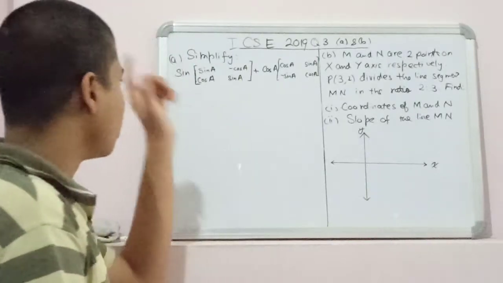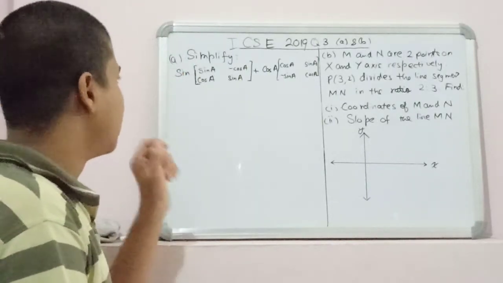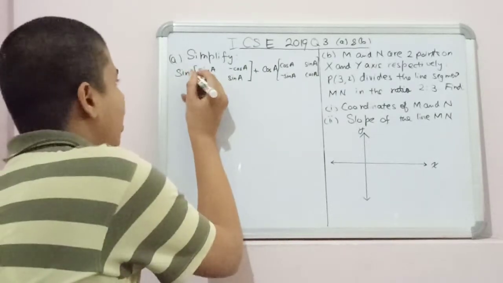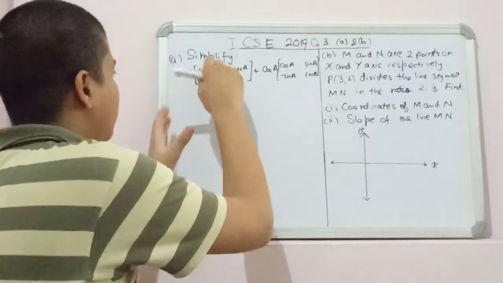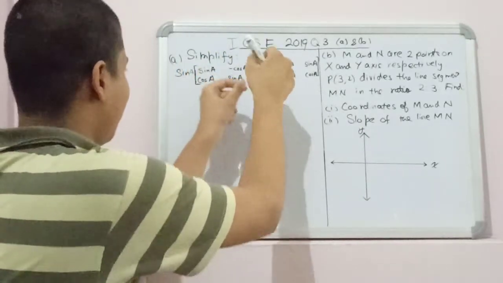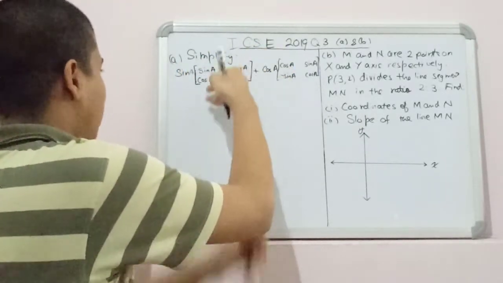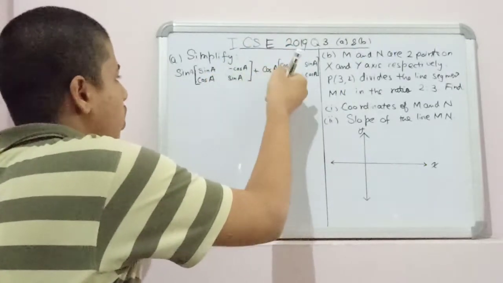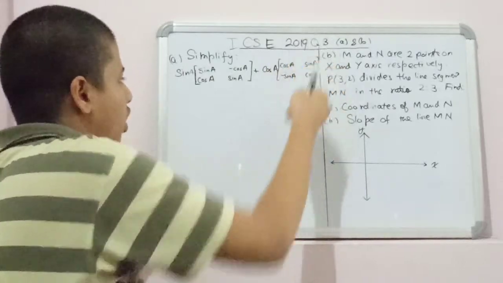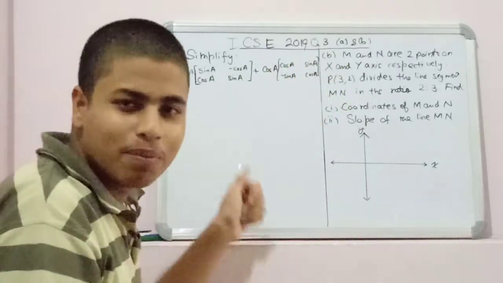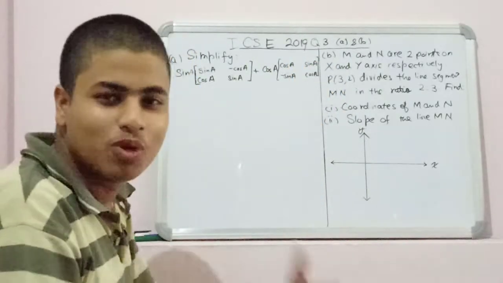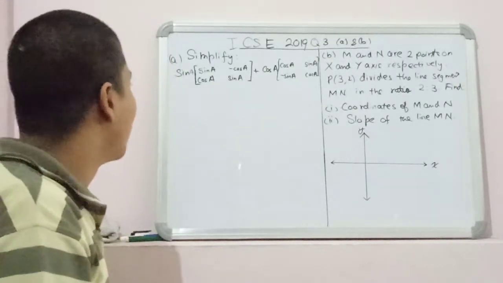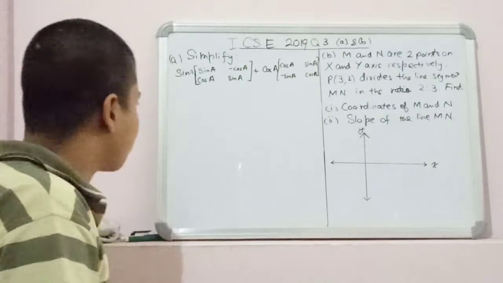The first problem. Simplify sine A times this matrix: sine A, negative cos A, and cos A, sine A, plus cosine of A times this matrix. I personally love matrices. They seem to come out from sci-fi movies. They are interesting. Okay, so let's go ahead and try this.